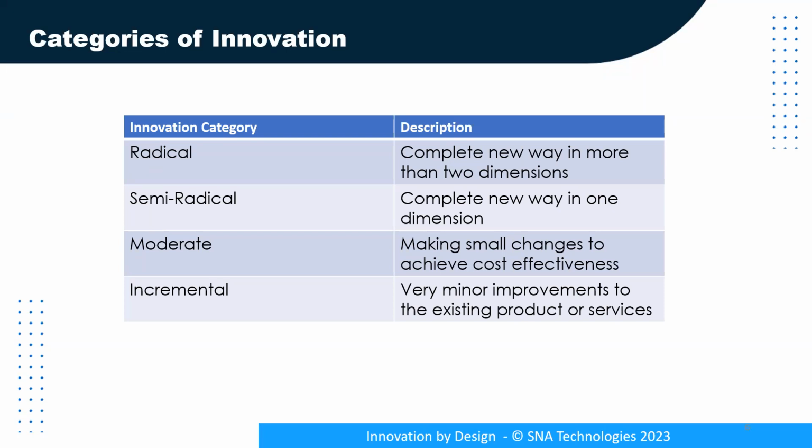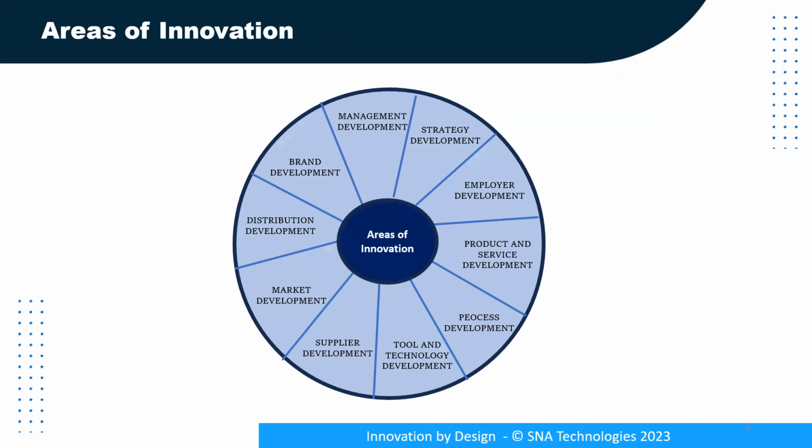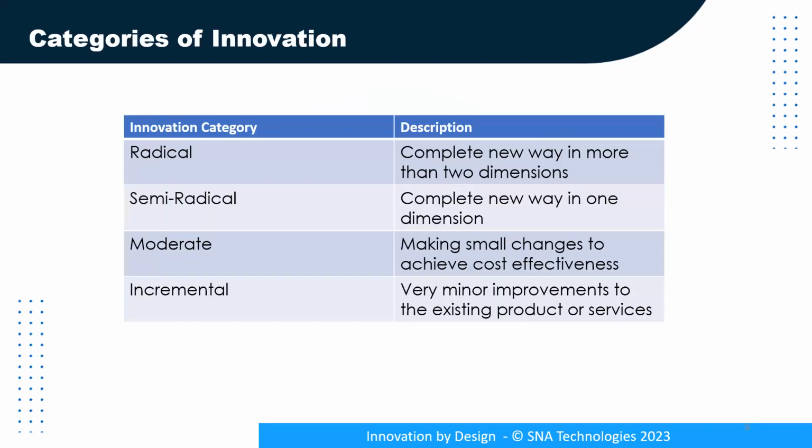One is radical, which means, if you take these as the dimensions of the innovations, if you are innovating in more than 2 dimensions, then I would say it's a radical innovation. Now let's say you're innovating only on 1 dimension and the rest are all incremental improvements, then I would call it a semi-radical innovation.